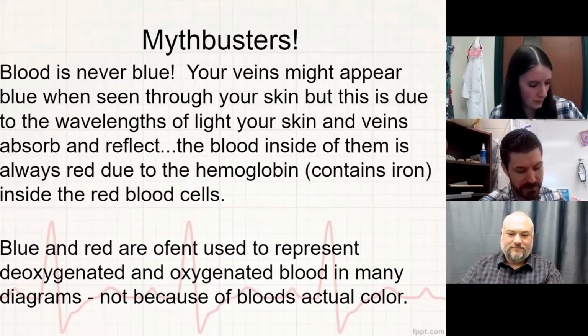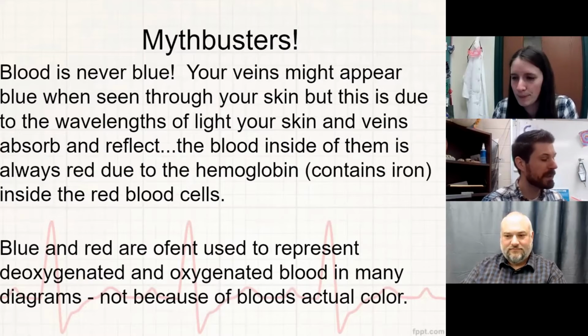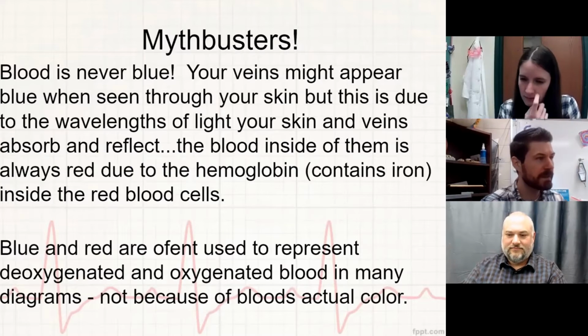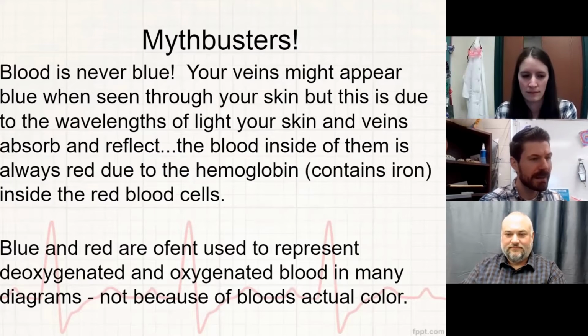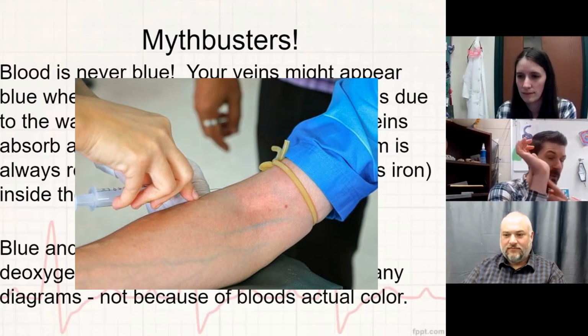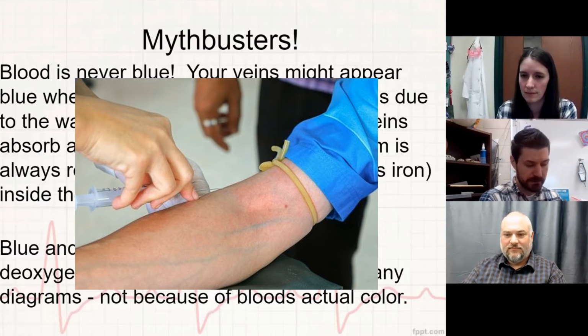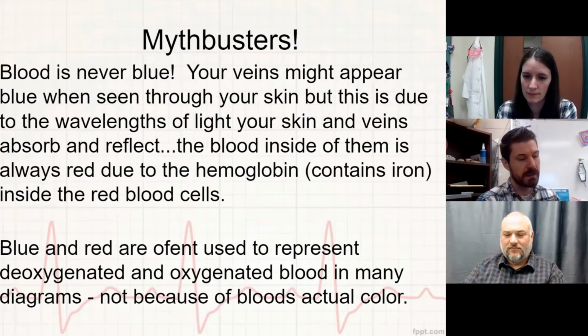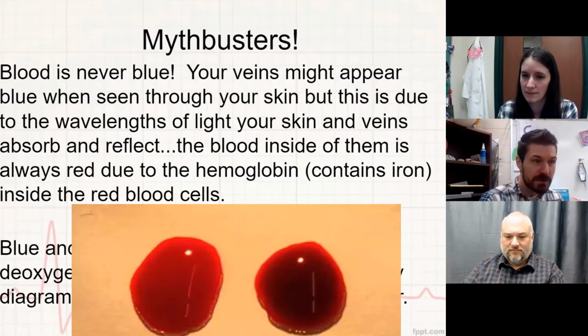And to Ms. Ripley's comment about the color coding, we don't want to perpetuate a misconception students sometimes have, that blood is blue when it's in your veins. Your blood is never blue. If you look at your veins through your skin, sometimes they might appear blue, but that's just a trick of which wavelengths of light get absorbed by your skin and reflected by the vein. Your blood is always red. It can be different shades of red based on how much oxygen it has, but it is red due to the hemoglobin and the iron that hemoglobin has.